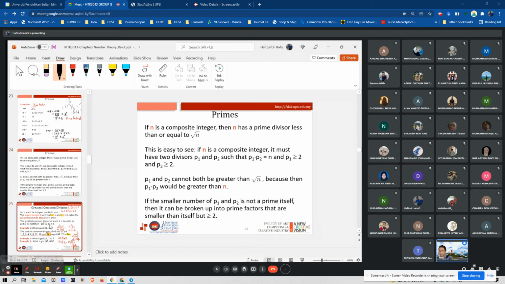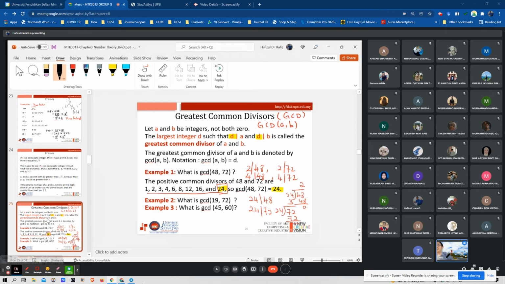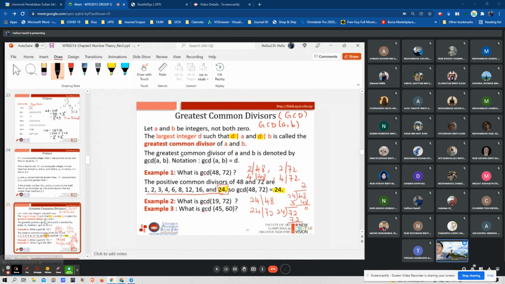Okay, and then we have GCD, greatest common divisor. Let a and b be integers, not both zero. The largest integer d such that d divides a and d divides b is called the greatest common divisor of a and b. The greatest common divisor of a and b is denoted by gcd(a, b) equals d.